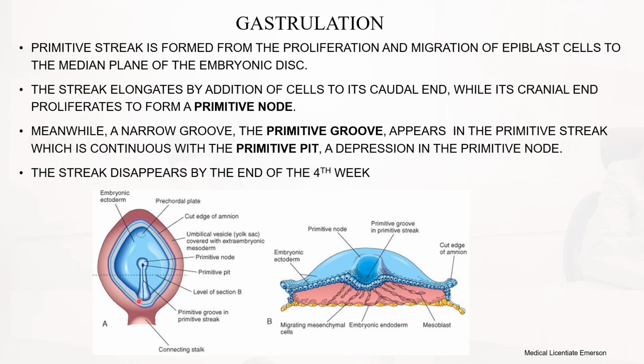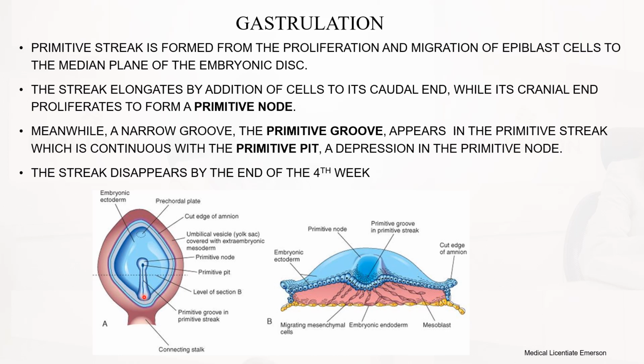So what we are just saying is that this same primitive streak was formed from the proliferation and migration of the epiblast cells towards the median plane of the embryonic disc. Okay, then the streak continued to elongate.